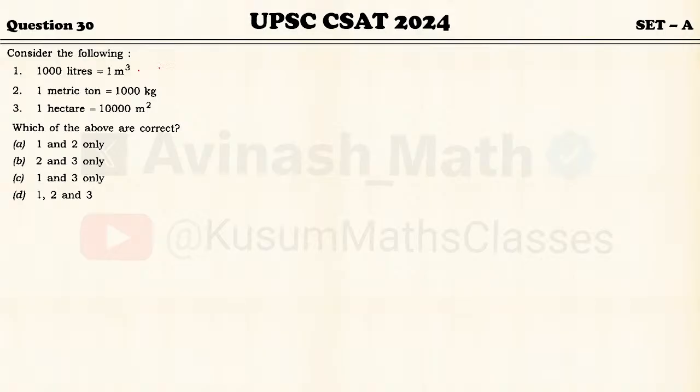So this is 1000 liters is 1 cubic meter, it is correct, right? And 1 metric ton is 1000 kilogram, it is also correct. 1 hectare is 10,000 square meter, it is also correct, right? So remember these units, right? So, in the conversion table, 1000 liters is nothing but 1 cubic meter, 1 metric ton is 1000 kilogram, and 1 hectare is 10,000 square meter. So, which of the above are correct? All three are actually correct. So, the correct option is D.